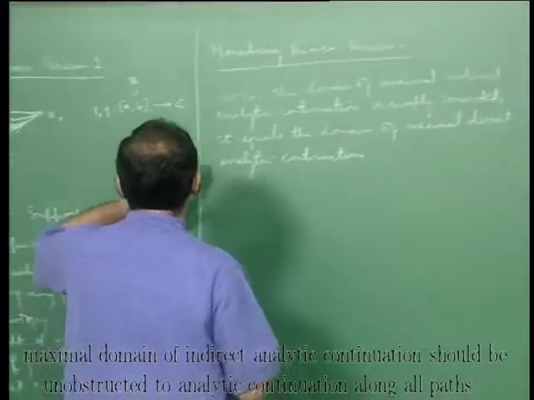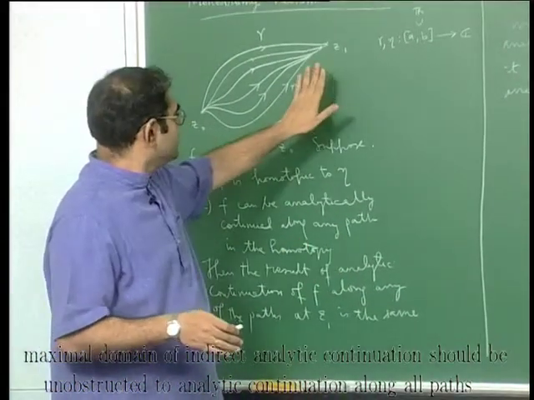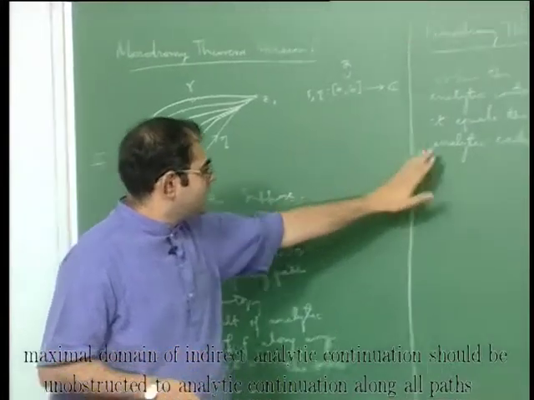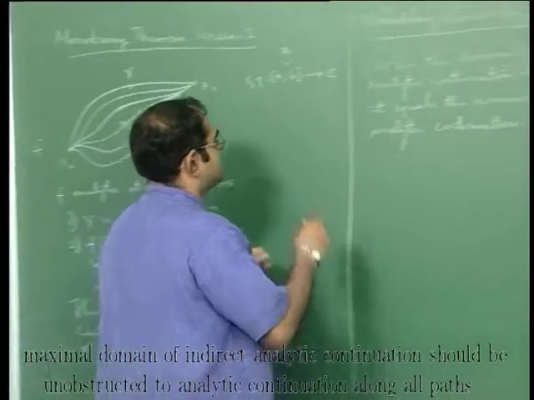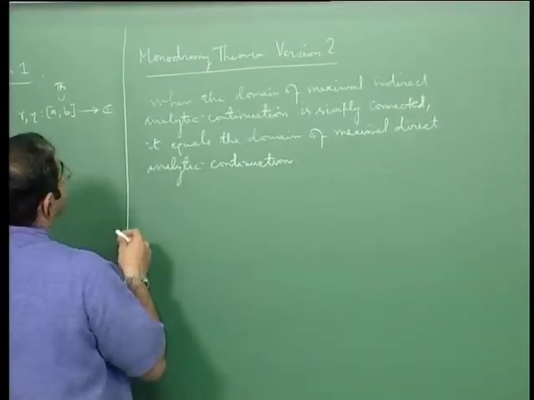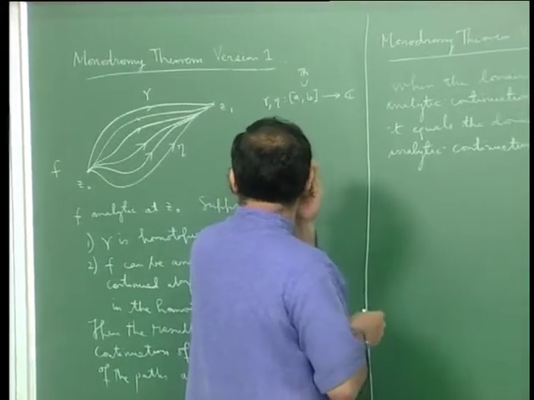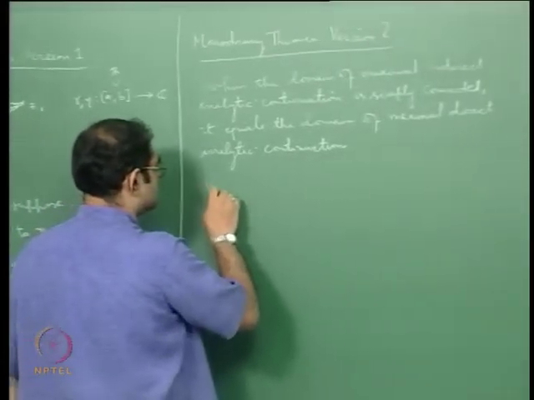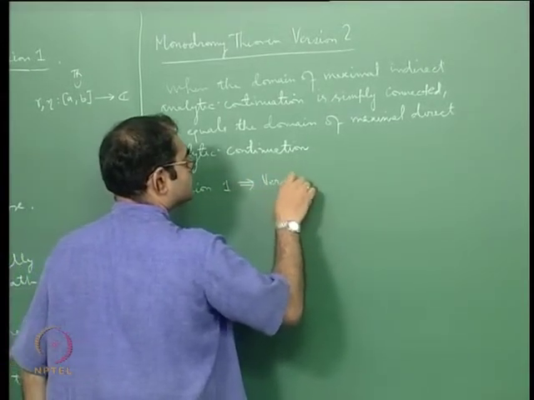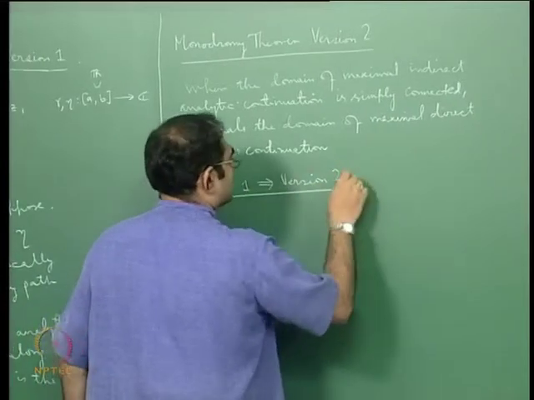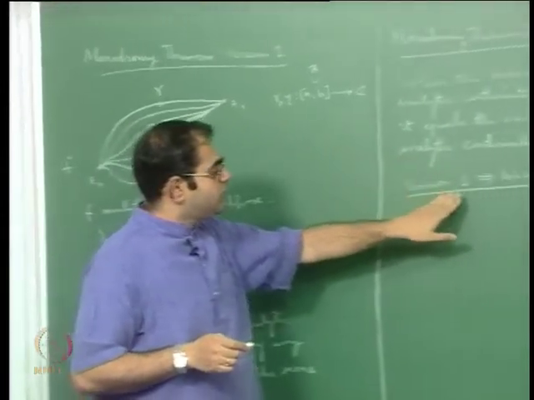Now what I want to say is that these two versions are equivalent, and then I'll prove this version. So I'll also prove that they are equivalent, which means I would also have proved this version. So let's first look at the proof: let's assume version 1 and prove version 2. So we have assumed the monodromy theorem version 1, and we'll prove version 2.